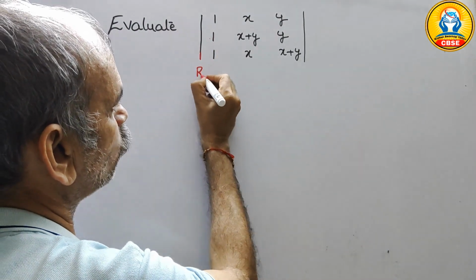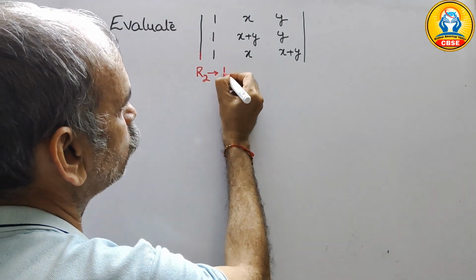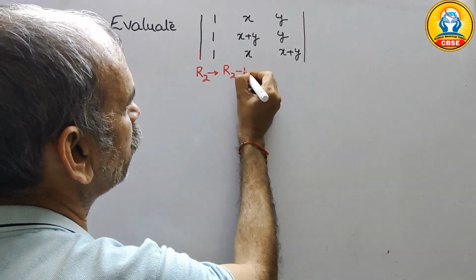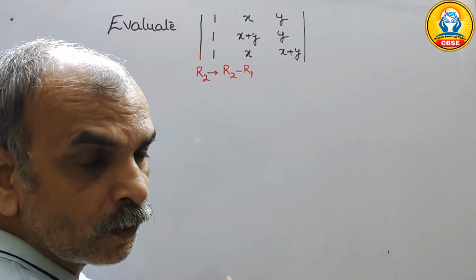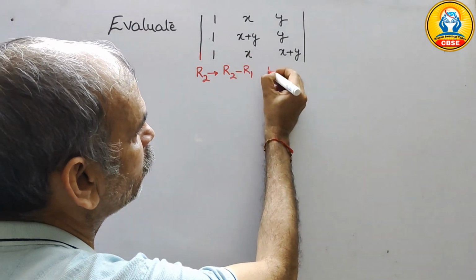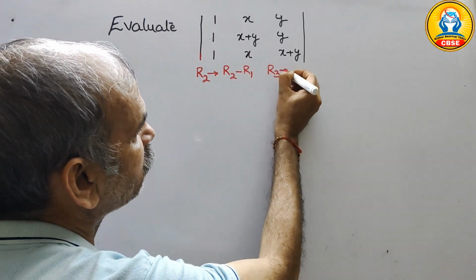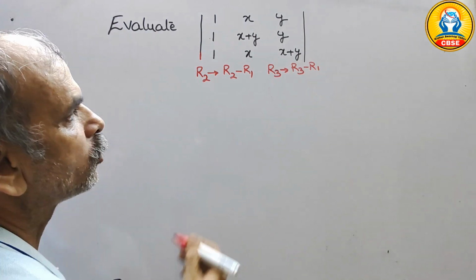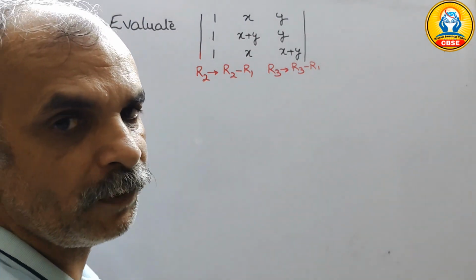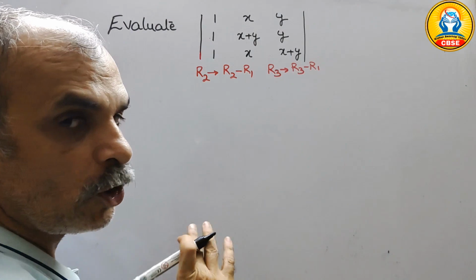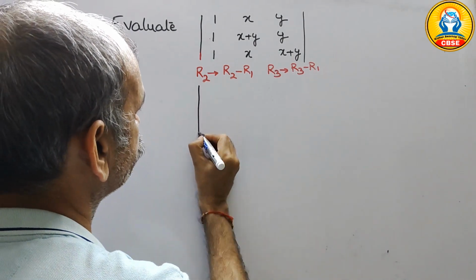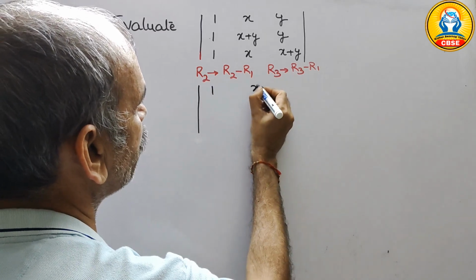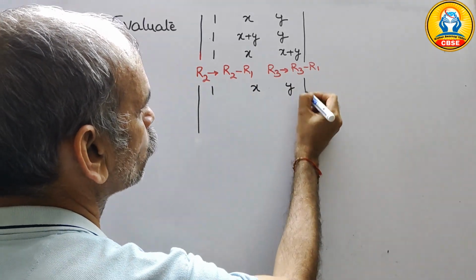So first we will write row 2 equals row 2 minus row 1. And this will be row 3 equals row 3 minus row 1. So now change it. What will we get? The first row need not change anything. So here comes 1, here x, here y.